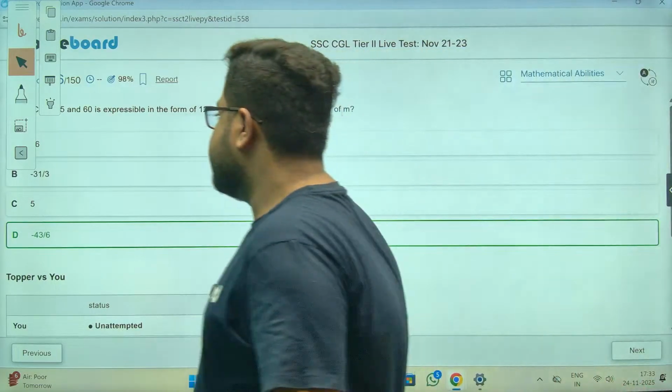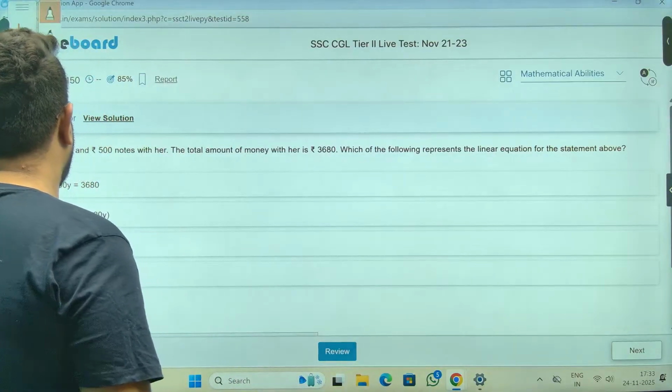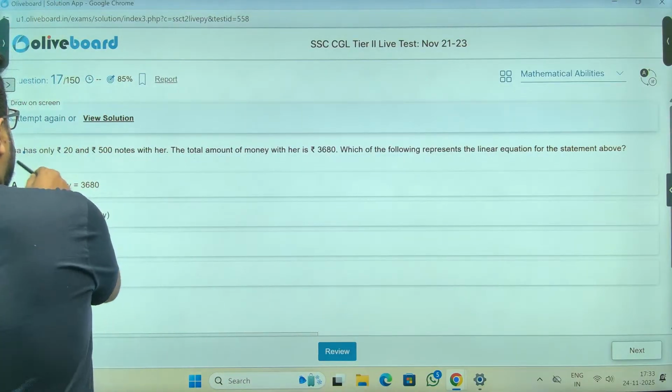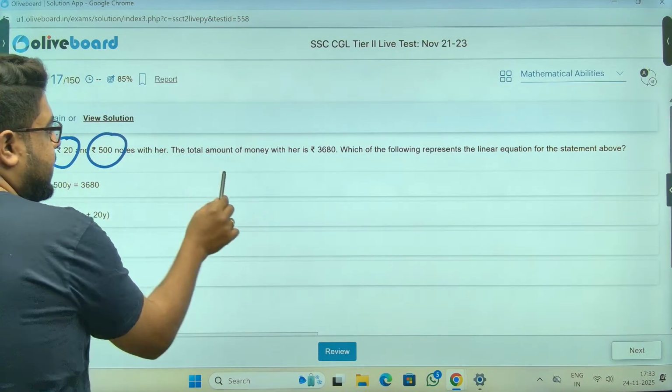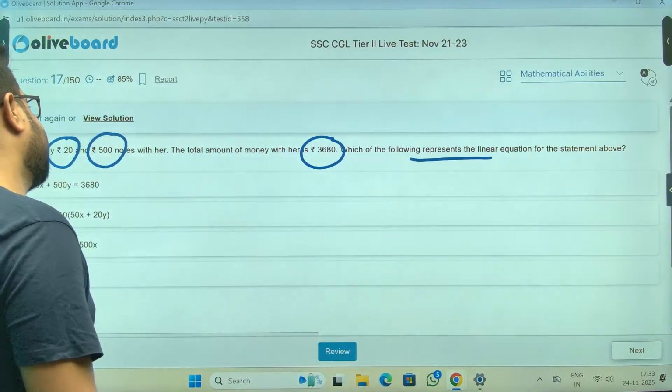Chalo, chalo, chalo. Next one, sir. Lisa has this much and this much notes with her. The amount of money is this. Represent linear equation. Arey, sir.